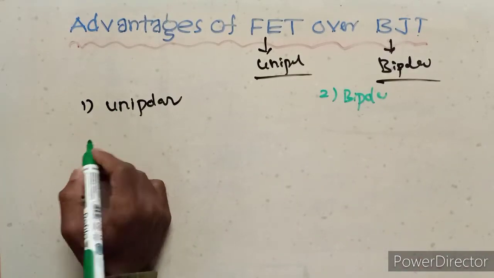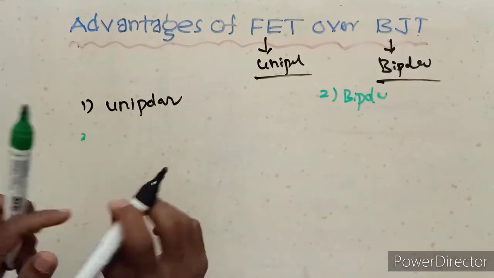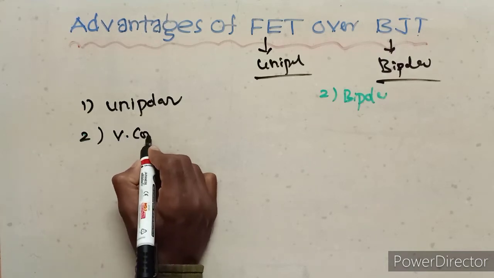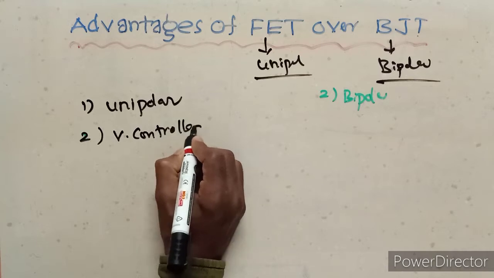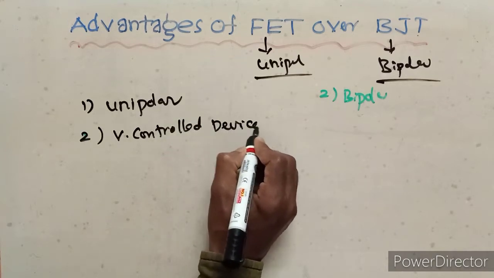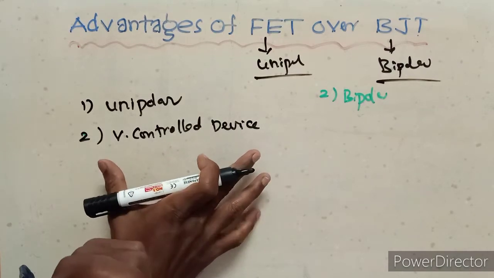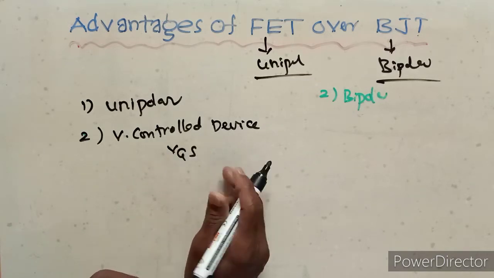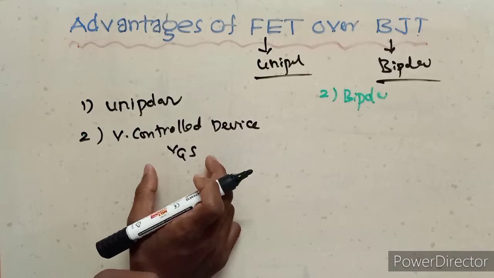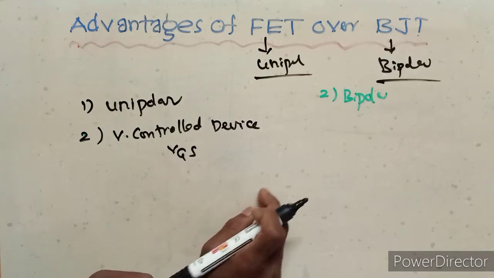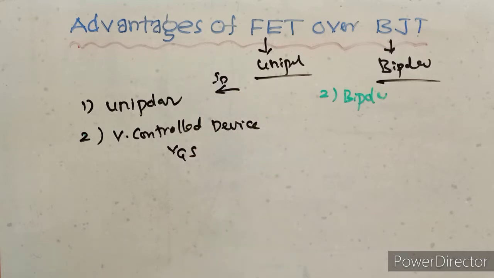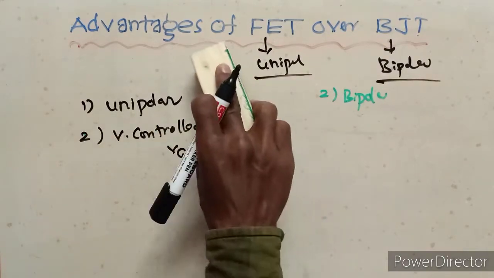So FET is the voltage controlled device. The input voltage between gate and source, these two terminals control the current ID, that is the drain current. So this is the voltage controlled device.